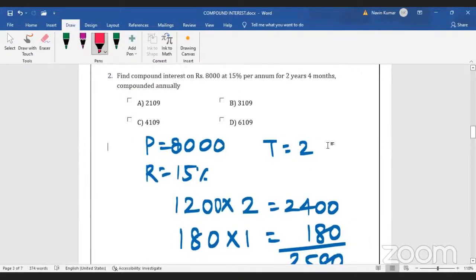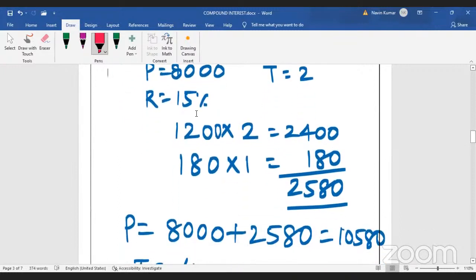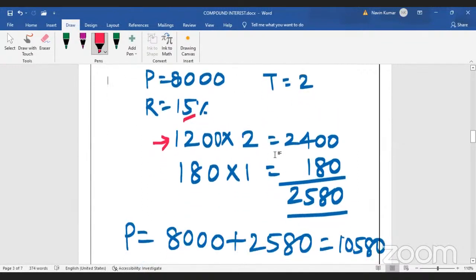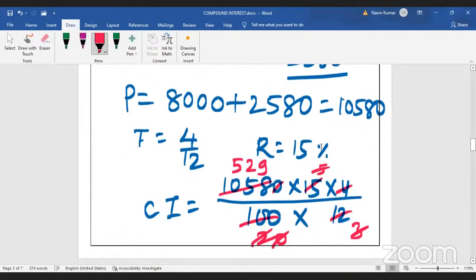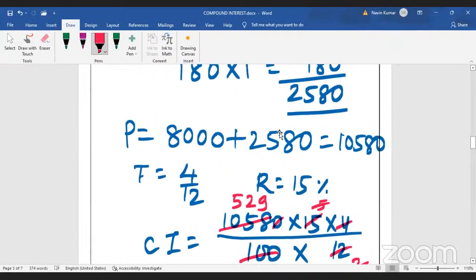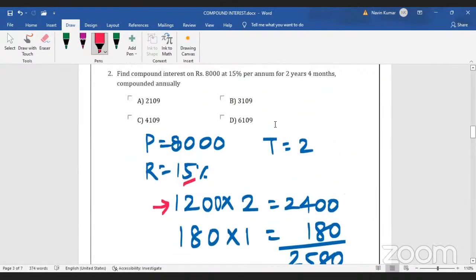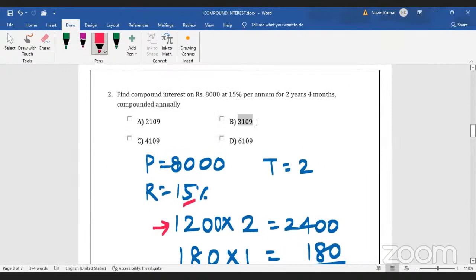So in this, how did we get 180? What is 15% of 1200? Okay, sir. 15% of 1200. Interest, pay interest is called compound interest. It's 2580. And then we found compound interest for next 4 months. So 529 plus 2580, total sum करेंगे तो it will be 3109. That is our compound interest for 2 years and 4 months. Okay.